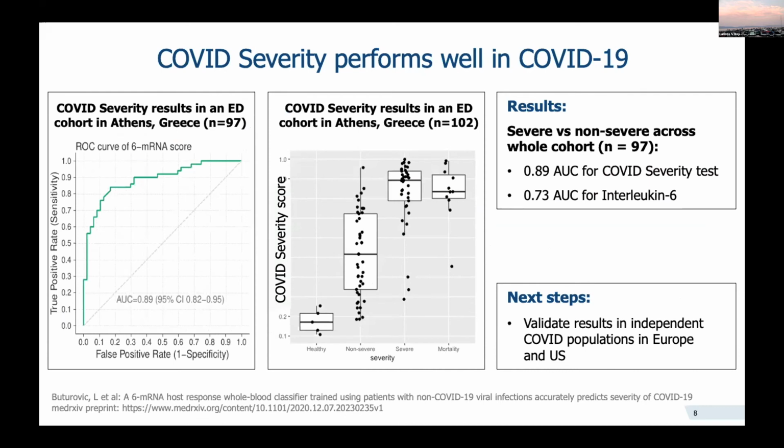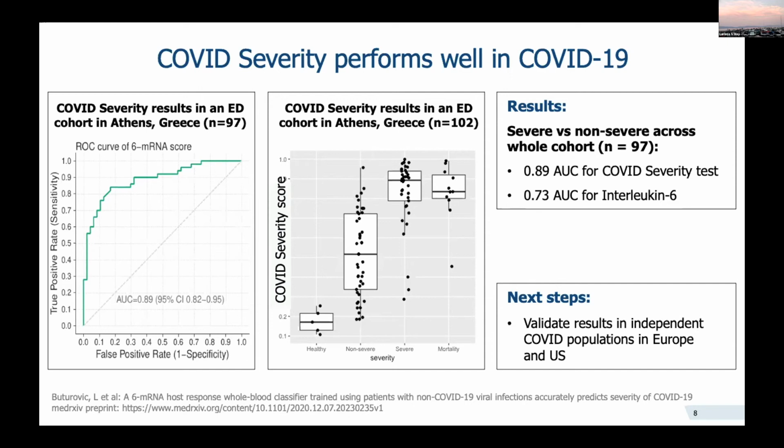So then Inflammatix tested whether the signature that showed good accuracy in other viral illnesses, including influenza, also worked in COVID. They prospectively enrolled 100 patients in EDs in Athens, Greece. And the left panel nicely shows how the 6 gene signature plus the algorithm can classify patients into those groups based on severity, ranging from healthy controls to non-severe, severe, and patients that ultimately died.